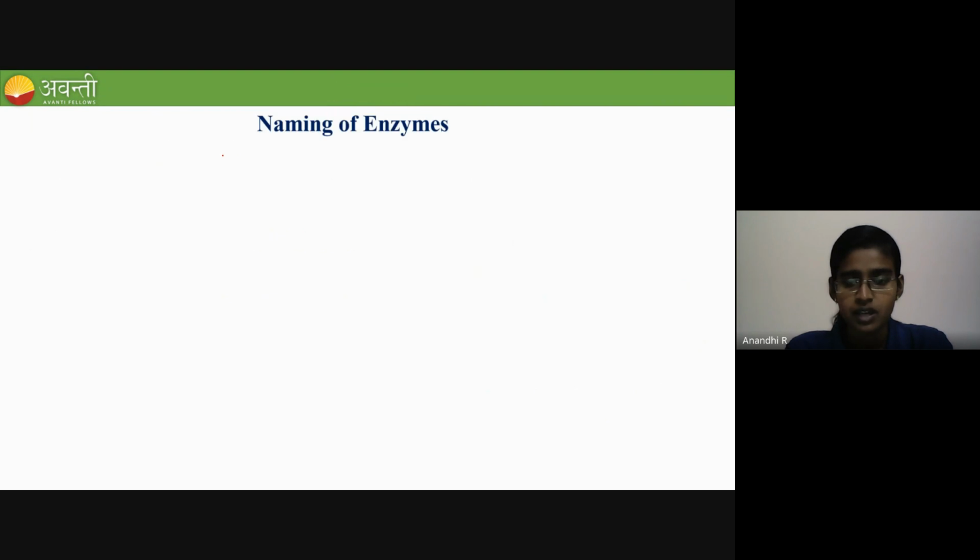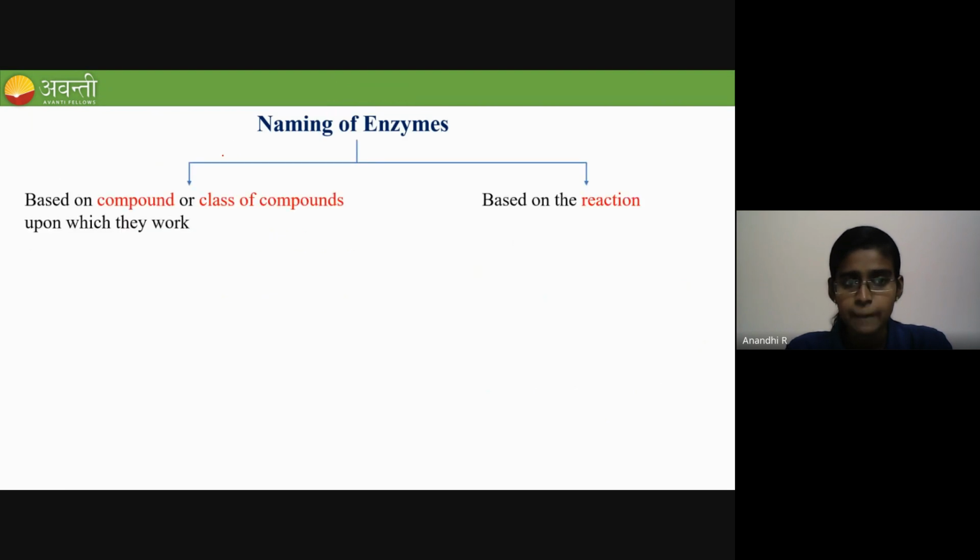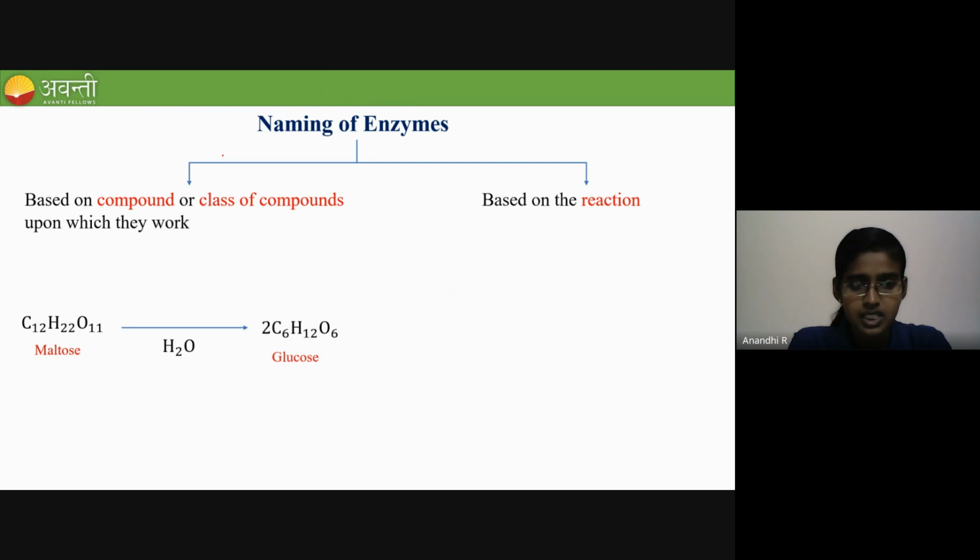Okay. And let me show you the naming of enzymes. The first naming is based on the compound or class of compounds upon which they work. The second is based on the reaction. Based on the class of compounds upon which they work, there is an example on the screen: maltose. This maltose, on reaction with water, forms 2 moles of glucose. What is the name of the enzyme we use? Here we use maltase. The enzyme is acting on the reactant maltose, that's why it is called maltase. So this is based on the class of compounds on which they are reacting.